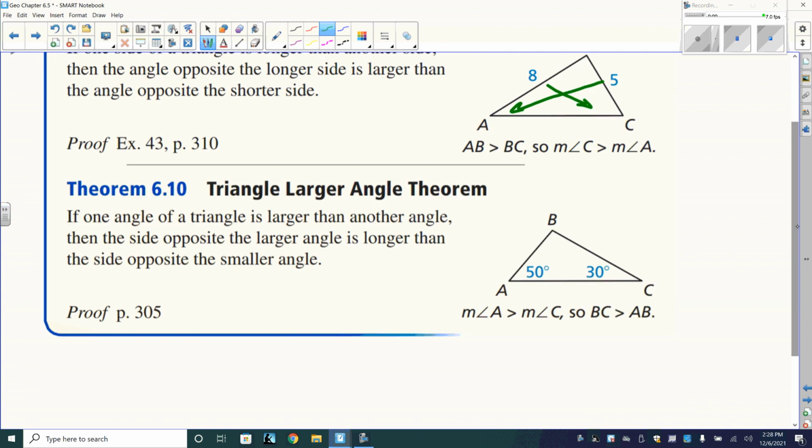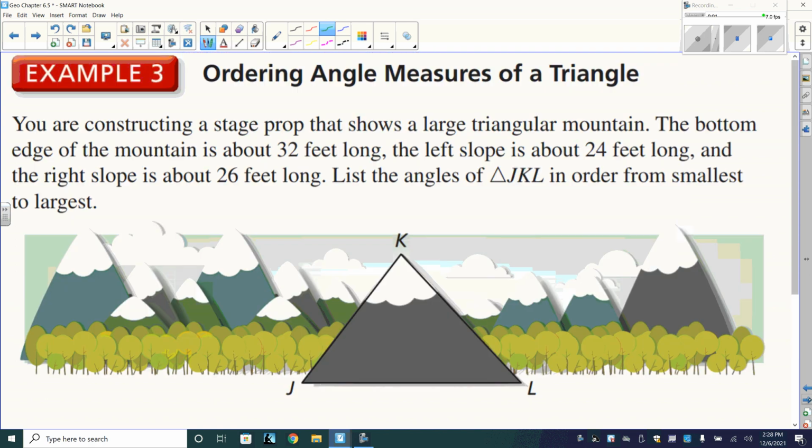And the triangle larger angle theorem states if one angle of a triangle is larger than another, then the side opposite the larger angle is bigger than the side opposite the smaller angle. So 50 degrees, so this side is going to be bigger than that side. Okay.